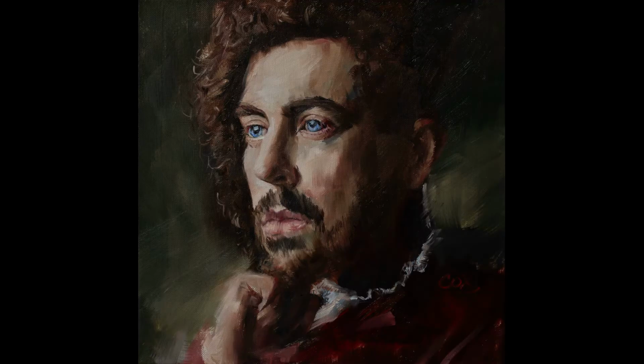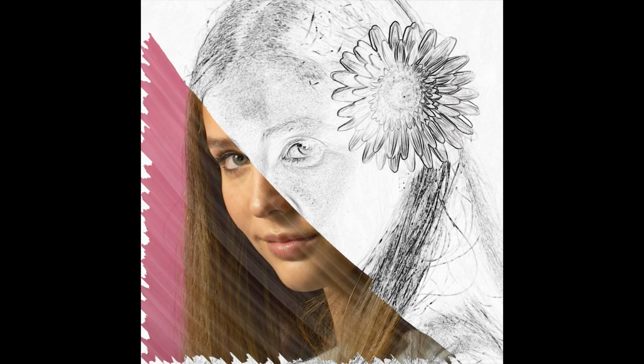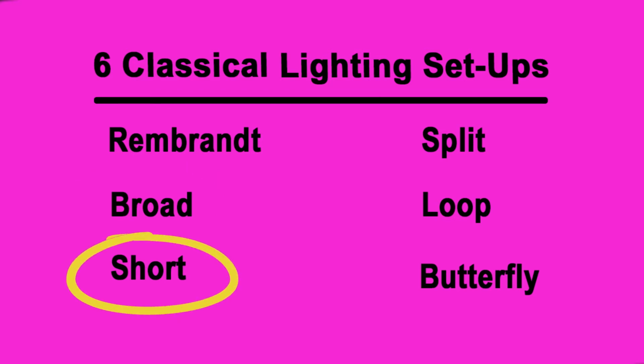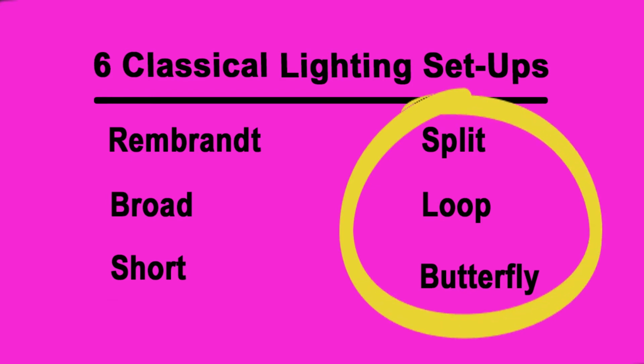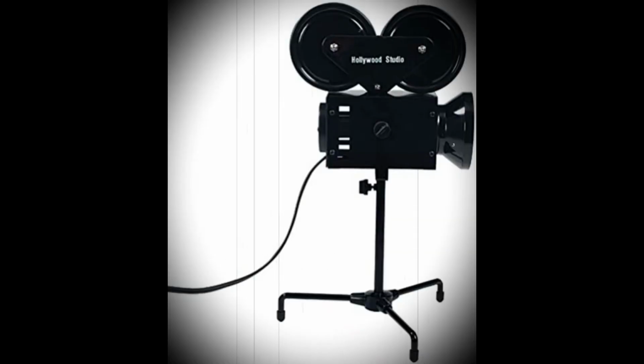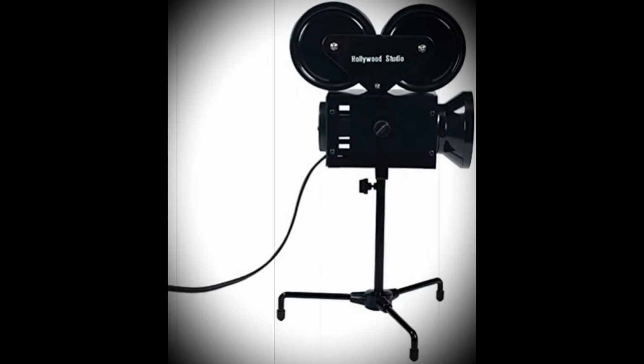If you want your portrait to have a more classical feeling, a more dramatic look, you will want to use Rembrandt lighting. The more shadowy contrast your reference image has, the better your portrait painting will turn out. There are 6 classical lighting setups: Rembrandt, broad, and short. Split, loop and butterfly lighting setups are often used in Hollywood for filmmaking. Who better to learn from than Hollywood? With the correct lighting, they could make anyone look like a star.